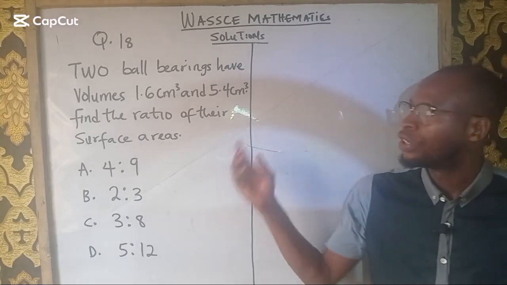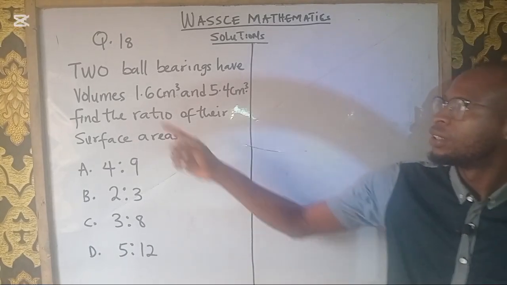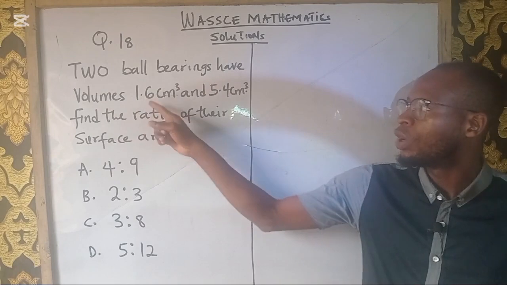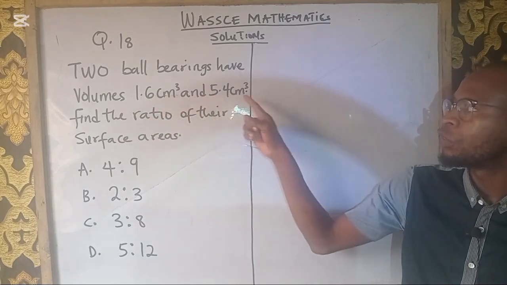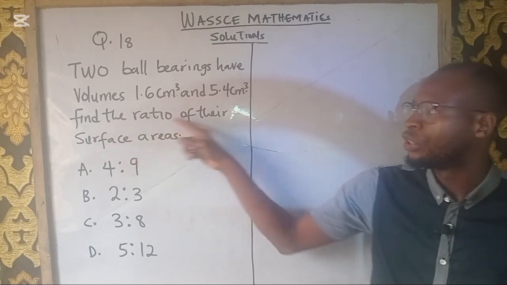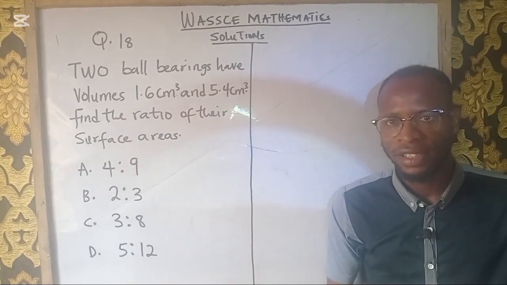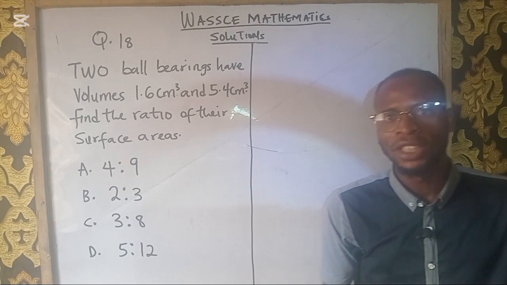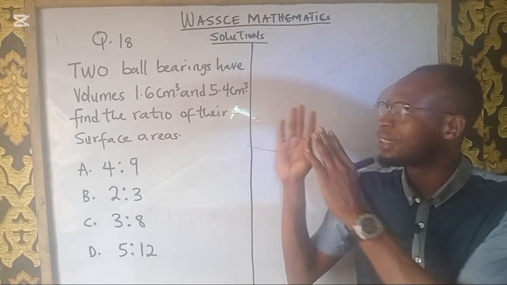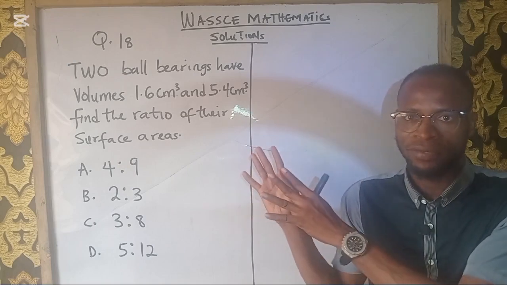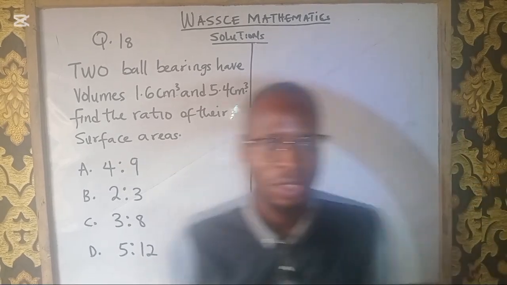Right, so here we go with the next question on the board, question 18. Two ball bearings have volumes 1.6 cm³ and 5.4 cm³. Find the ratio of their surface areas. When you talk of a ball bearing, it is spherical in shape. So which means this is talking about what? A sphere. All right. So let's start with the solving.